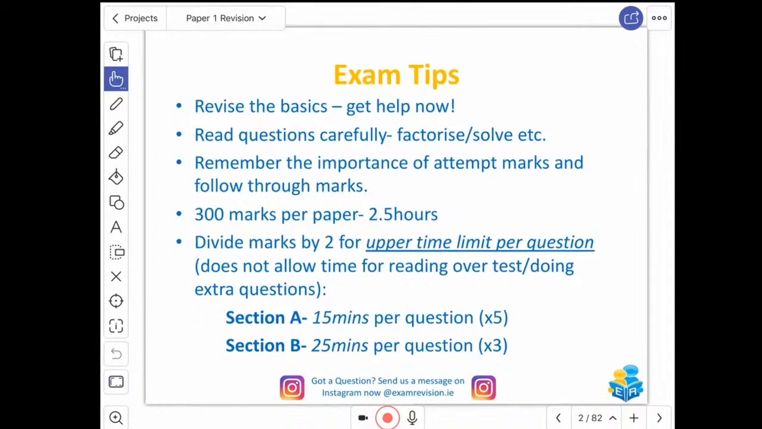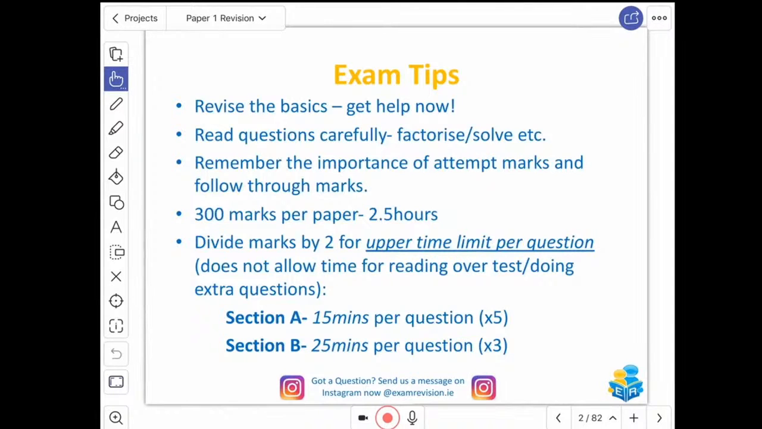Now, time limits. Up until this year, it was more difficult to give time limits because for Section B, we were never sure of exactly how many marks were going per question because it did vary. This year, we can be a little bit more exact, but again, what I have underlined here is the upper time limit per question.